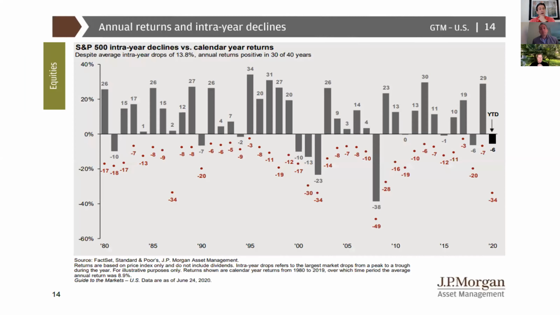So what this shows is the S&P 500 annual calendar returns. Those are shown in the gray bars going back to 1980, so about 40 years of data. The red dots with the negatives under them show you the intra-year drops in each of those calendar years. So what this is really saying is volatility is completely normal. Pullbacks are a very normal part of the market.